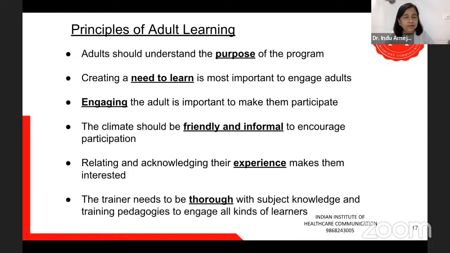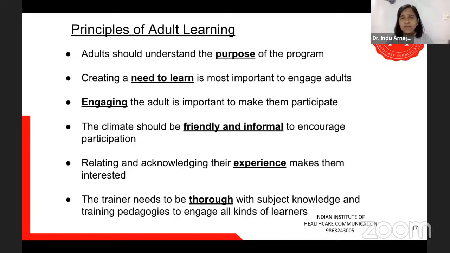And then you need to be thorough with your subject knowledge and training pedagogies if you want to be a really successful facilitator. Try new techniques, try new pedagogies, try new ways to engage your audience. And you have to be thorough with your subject knowledge, because in every program, initially your audience is going to judge you. Your audience is going to be skeptical about your ability, your training ability, your subject knowledge.